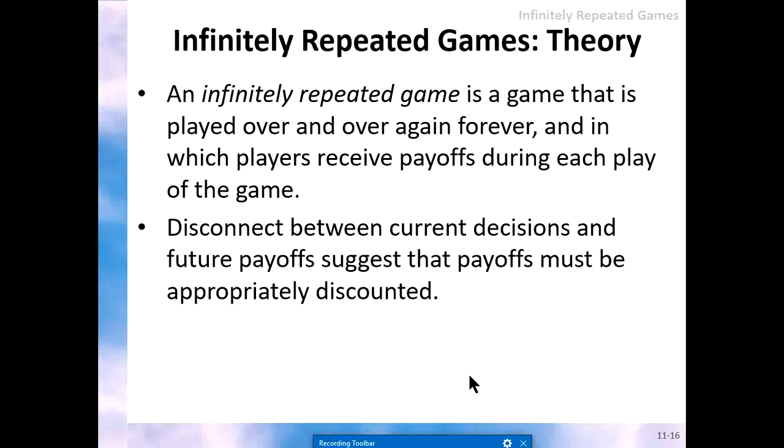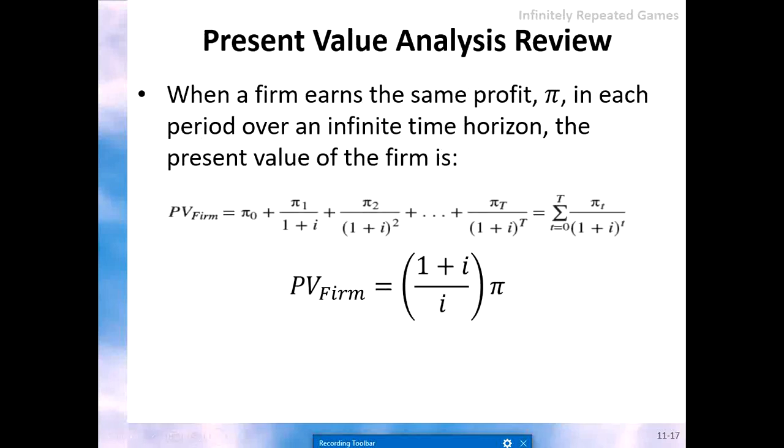Now we go for the second part, which is infinitely repeated games theory. An infinitely repeated game is a game that is played over and over again forever, and in which players receive a payoff during each play of the game. The disconnect between current decision and future payoff suggests that payoff must be appropriately discounted, or at least we assume an interest rate, because $1 today is worth higher than $1 tomorrow.